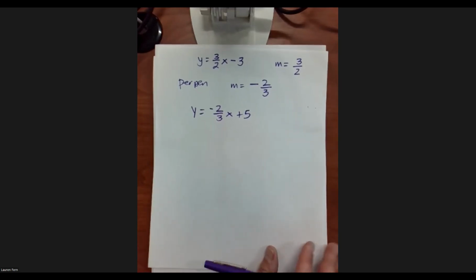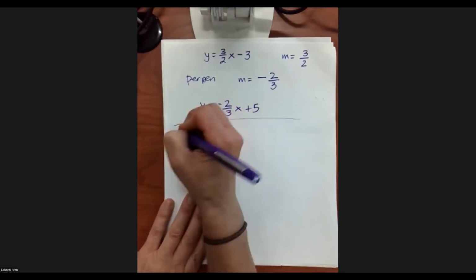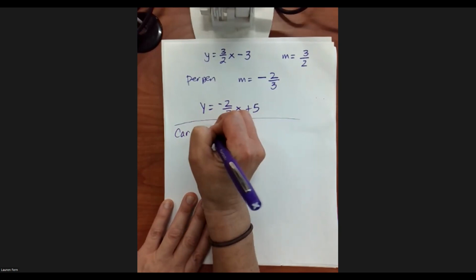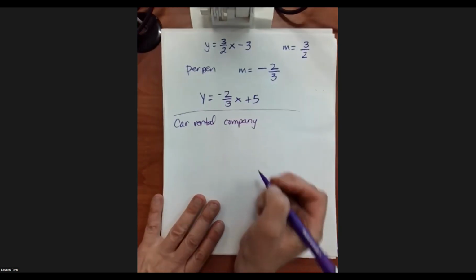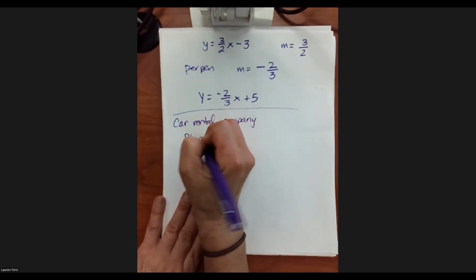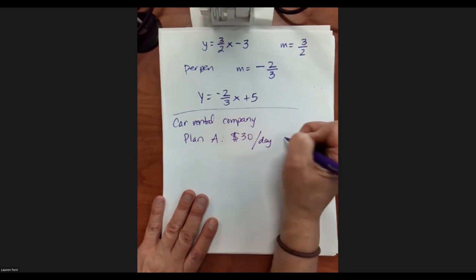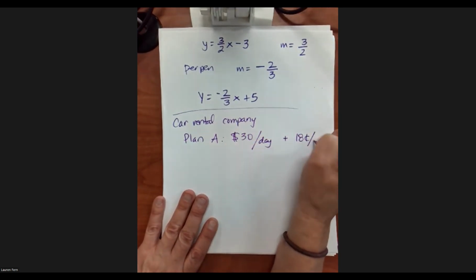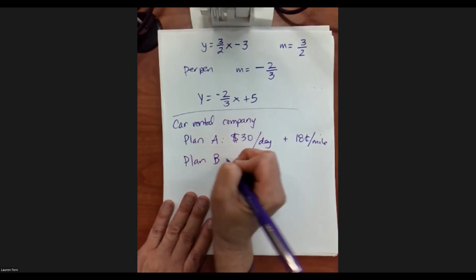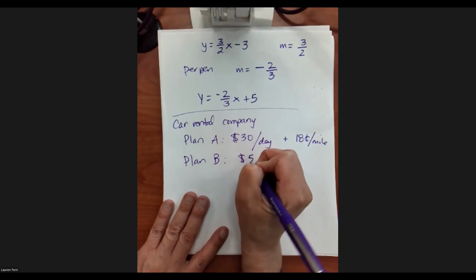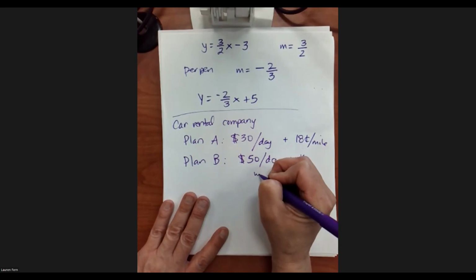Okay, let's do this one. Suppose we have a car rental company, and it has 2 plans. Plan A, they charge $30 per day plus 18 cents per mile. And plan B, they charge $50 per day, but they have unlimited mileage.